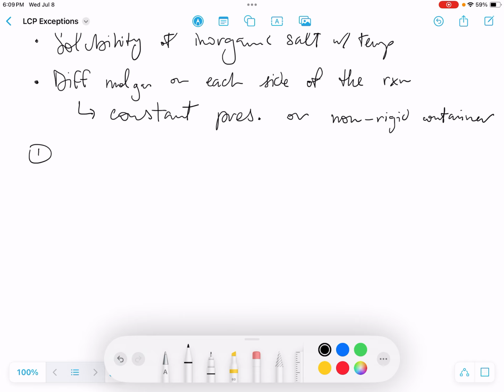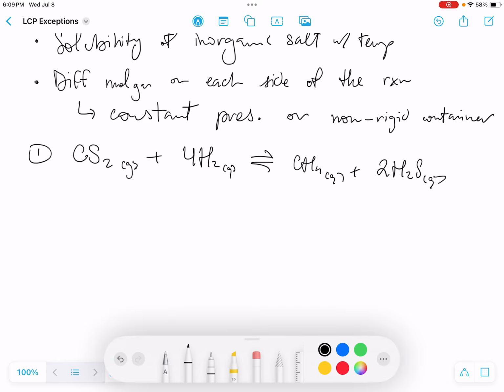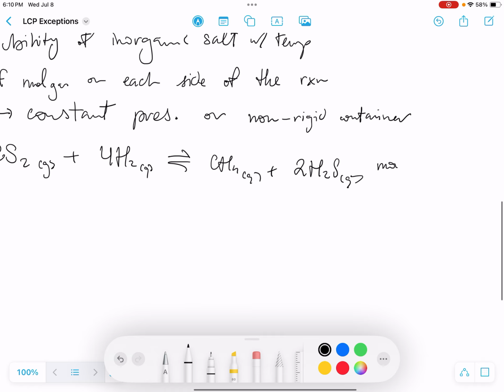So example 1, we have CS2 gas plus 4 hydrogen gas. And that's in equilibrium with methane gas and 2 hydrogen sulfide gas. Okay, so important conditions of this reaction: 1, we have a movable piston. That's the environment. And we are also at a constant temperature and pressure.